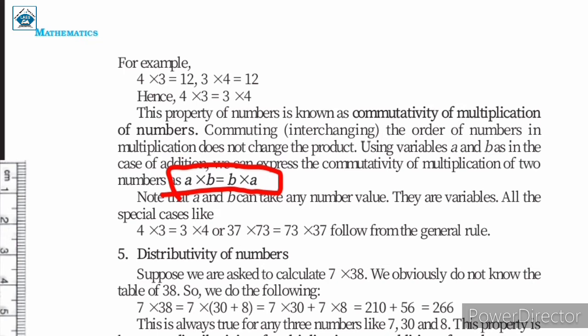यहाँ पर भी A और B के कोई भी values हो सकते हैं. So we can write 4 multiplied by 3 is equal to 3 multiplied by 4, or 37 multiplied by 73 is equal to 73 multiplied by 37, and so on.